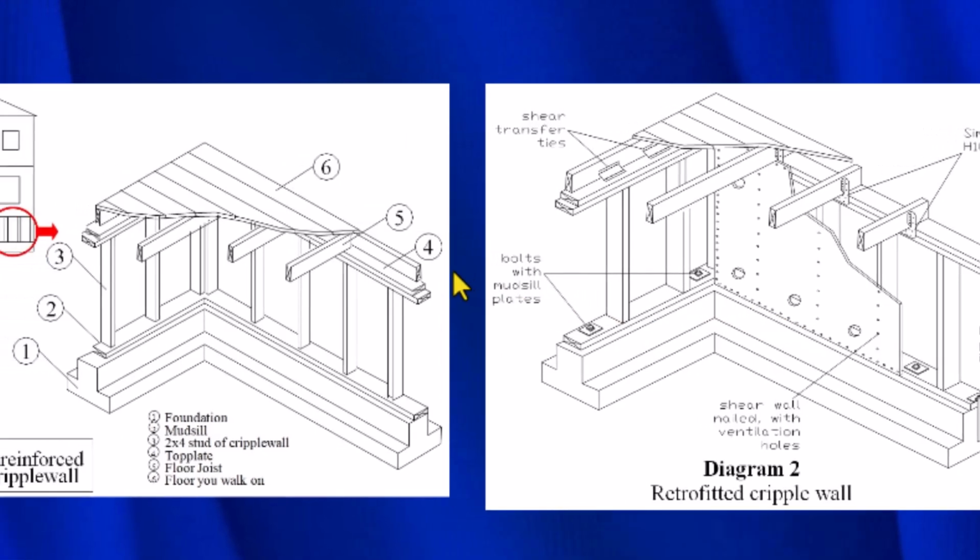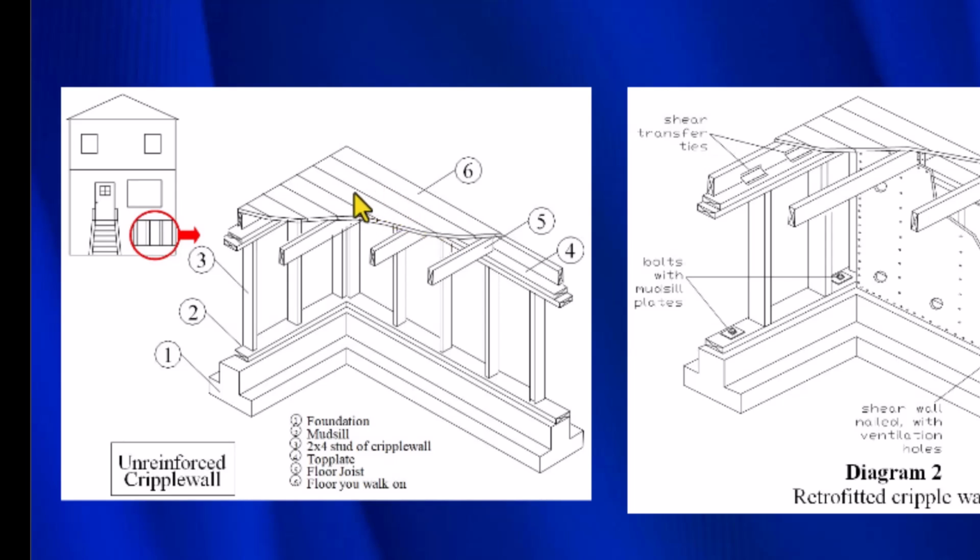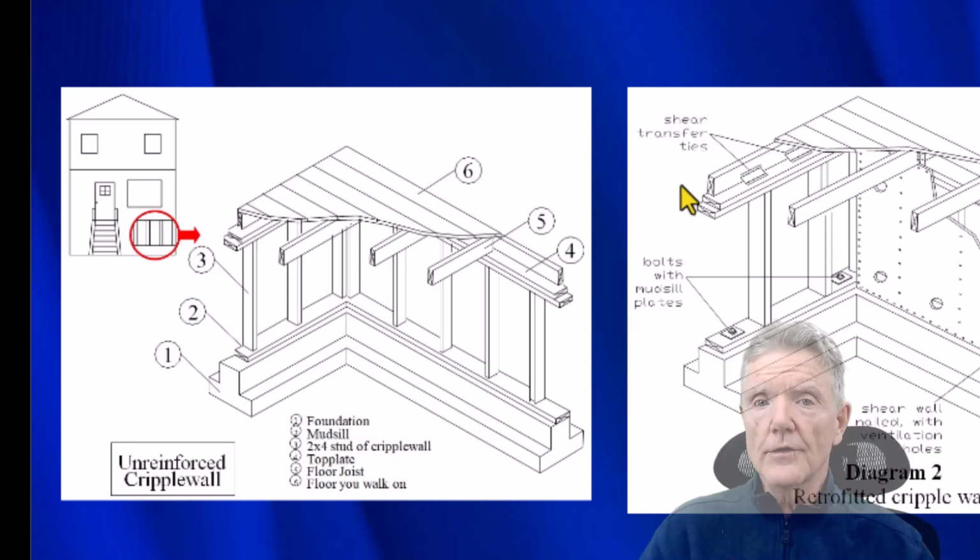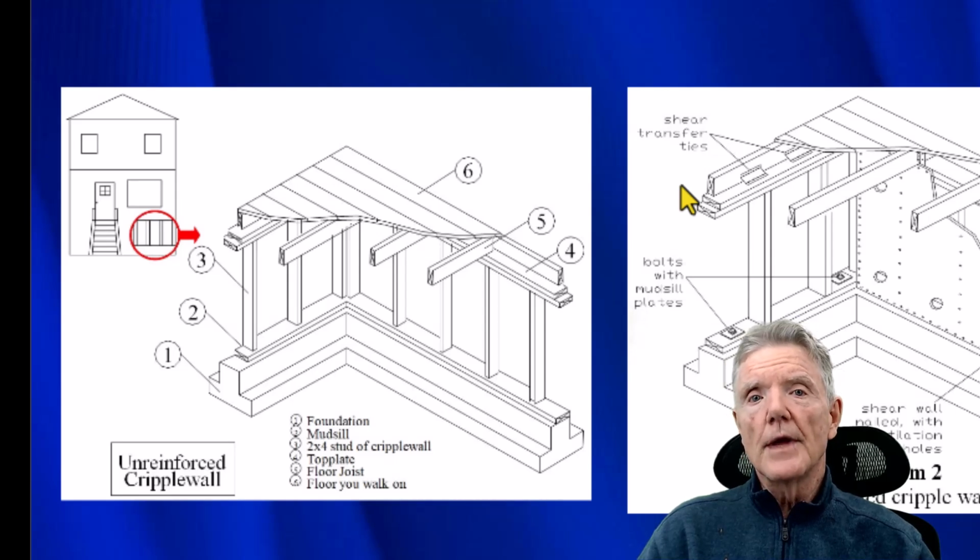Now the next thing we have to worry about is the floor can come sliding off the top of the cripple wall. So earthquake forces come this way, slide it off the top of the cripple wall, and that's another failure point. And so what we do is we put the steel in right here so that when earthquake forces come this way, they're restrained by these pieces of steel called shear transfer ties or floor connectors. So that's pretty much all you need to do to convert a cripple wall into an earthquake resisting shear wall.